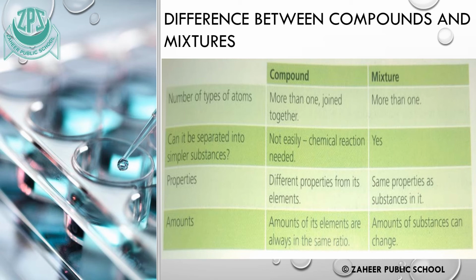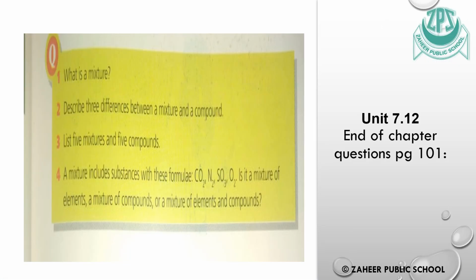and chemical reactions are required in some cases to separate them, whereas mixtures can easily be separated into simpler substances. The properties of the compounds are totally different from its elements, whereas in the case of a mixture the properties are the same as the substances in it. The amount of the elements in the compounds is always in the same ratio, whereas the amounts of substances in the mixture can change.